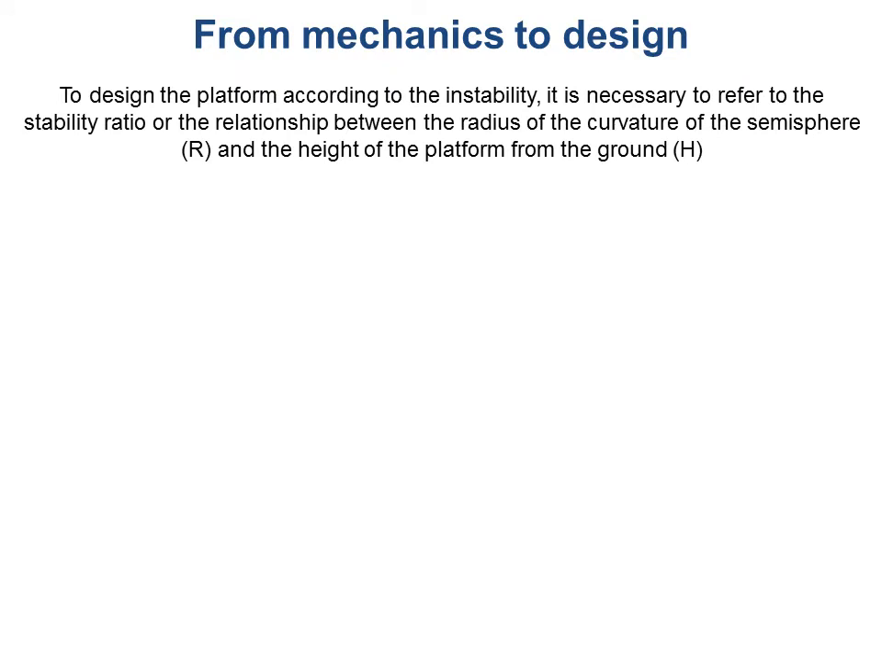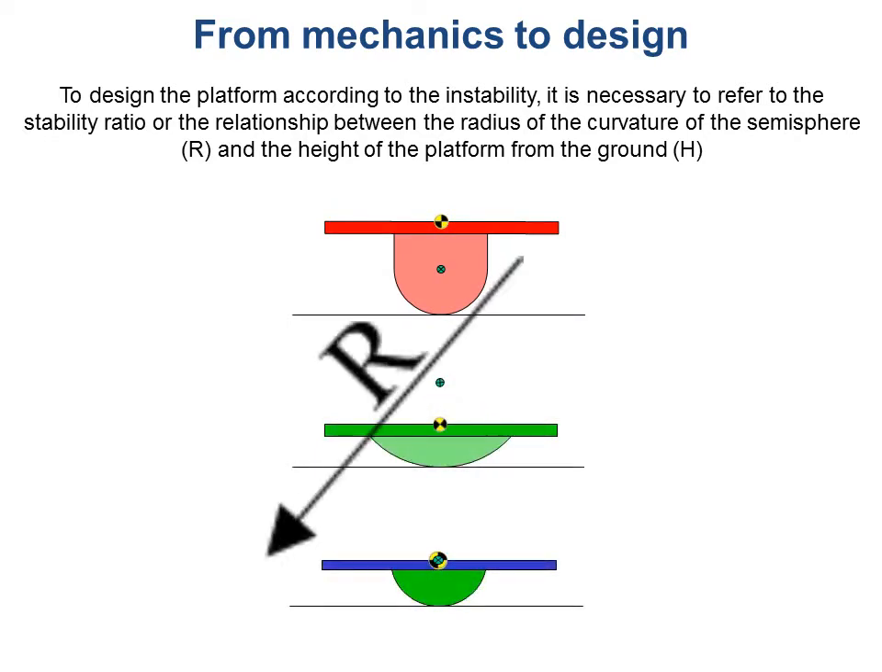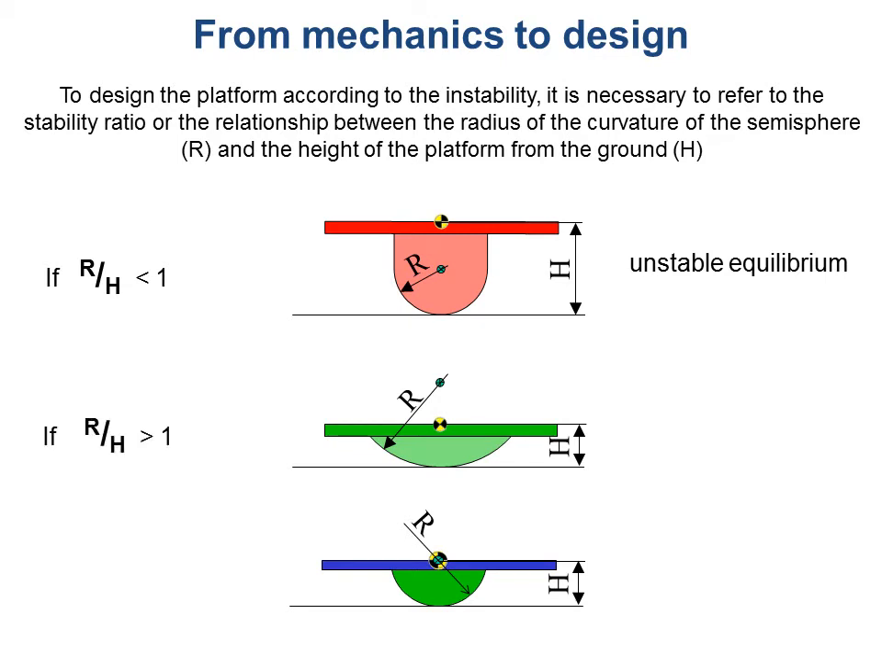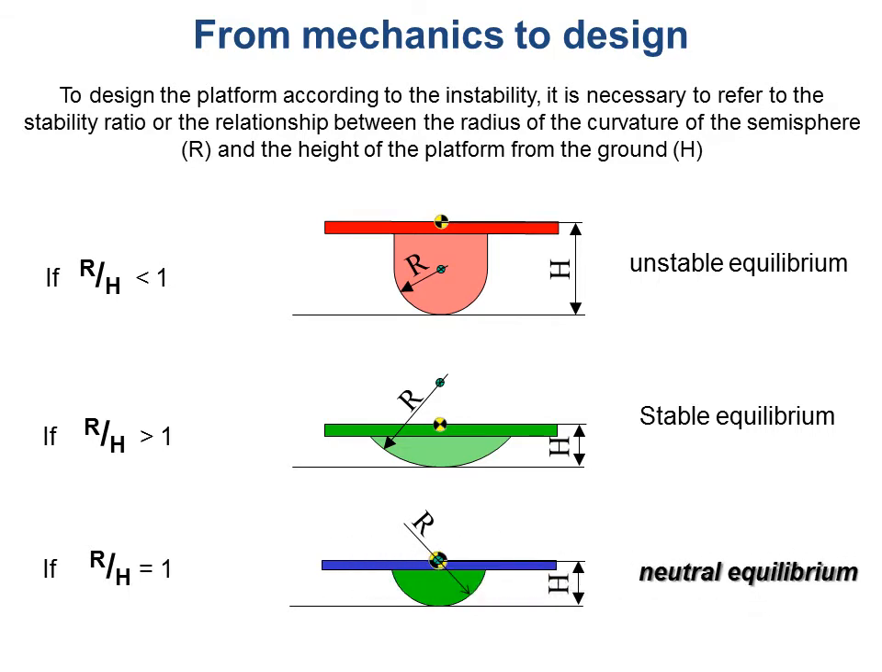From mechanics to design. To design the platform according to the instability, it is necessary to refer to the stability ratio, or the relationship between the radius of the curvature of the semisphere, r, and the height of the platform from the ground, h. If the r on h ratio is less than 1, an unstable equilibrium condition is determined. If the r on h ratio is greater than 1, a stable equilibrium condition is determined. If the r on h ratio is equal to 1, a neutral equilibrium condition is determined.